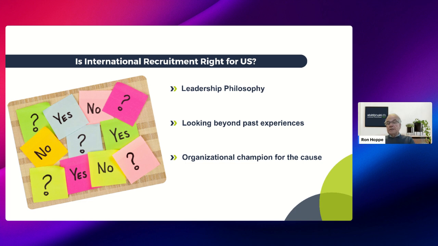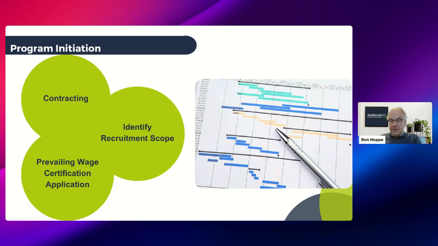So those are just a couple of thoughts for you to consider as you start to evaluate whether international recruitment is right for you. We can go to the next slide, please. So if the decision is made, obviously, to consider international recruiting or to add that to your overall strategy, the program initiation phases really are made up of 3 main component parts that I think are very important to be able to stand up and implement this type of effort in a timely manner.